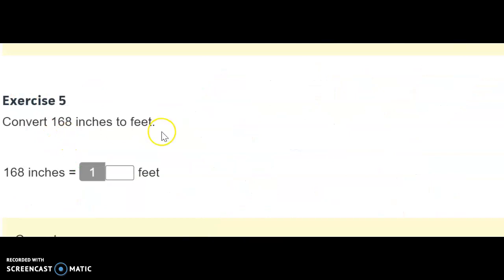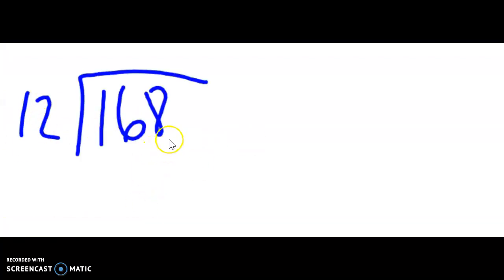Okay, you're converting inches to feet. When we do that, we take our 168 inches and divide that into feet. Well, 12 inches equals 1 foot, so we're going to take 168 divided by 12. 12 into 168. You can do this.